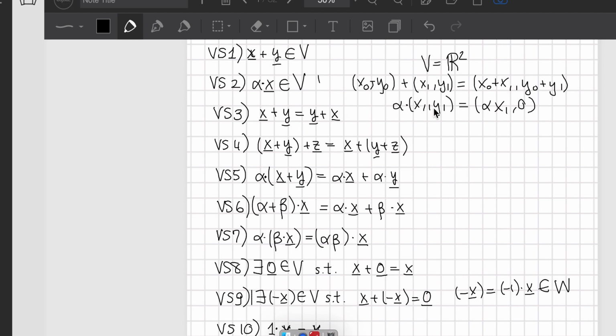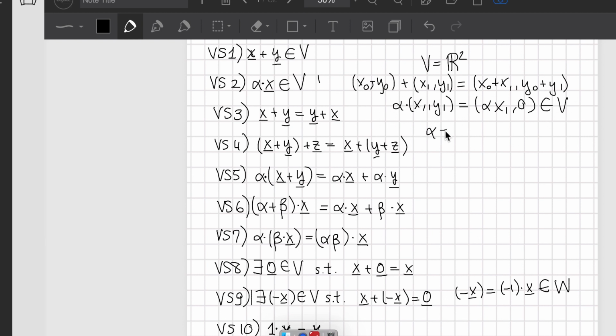But let's see why it's not true. Is VS2 true? Yes, it is. Why? Because for any arbitrary alpha, alpha times (x1, y1) is equal to (alpha x1, 0). Is this an ordered couple? Yes, it is. So it does belong to V. So VS2 is true. So if VS2 is true, then according to our wrong logic, VS9 must also be true. Let's see. So the first part is true, because there is closure under scalar multiplication.